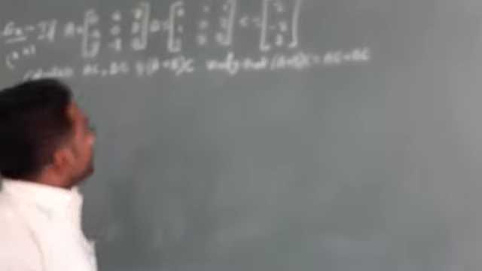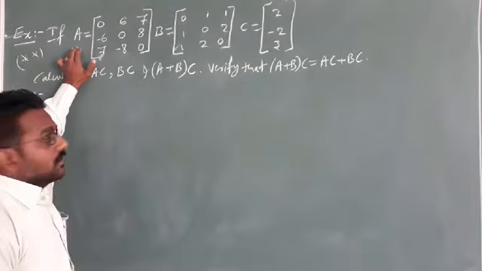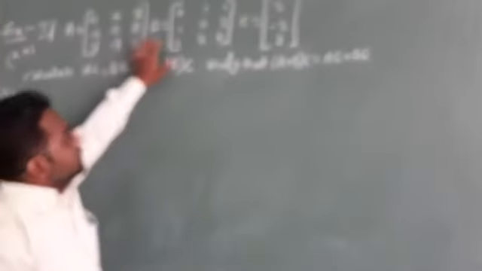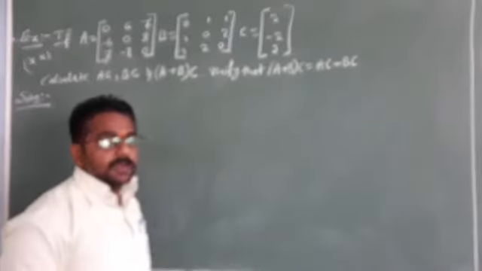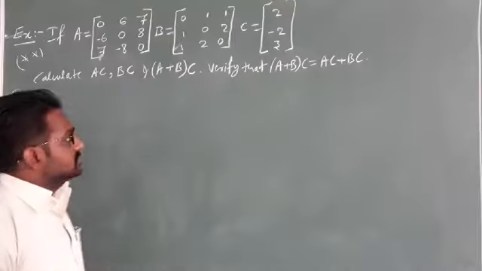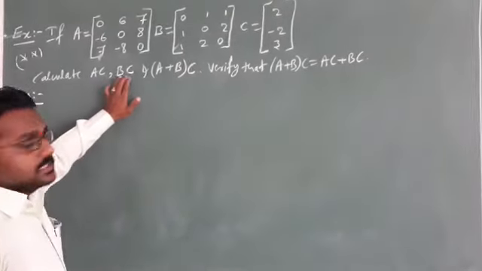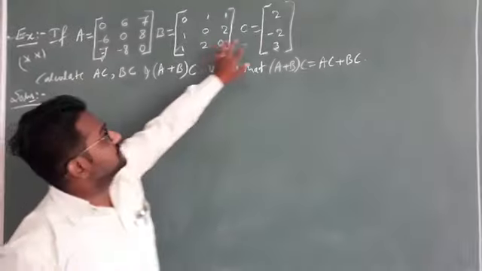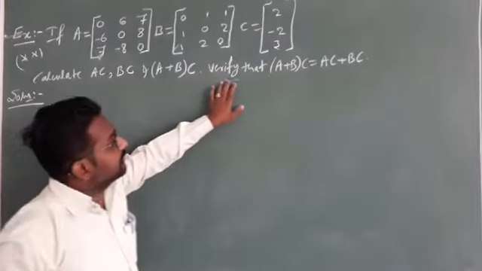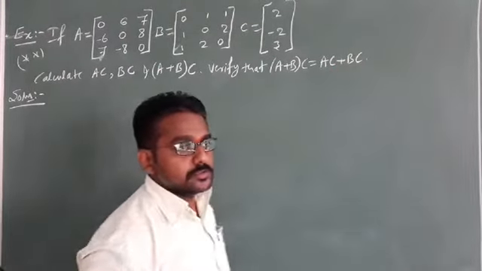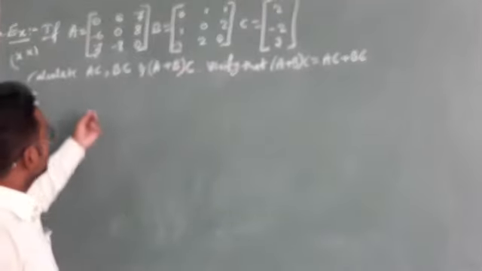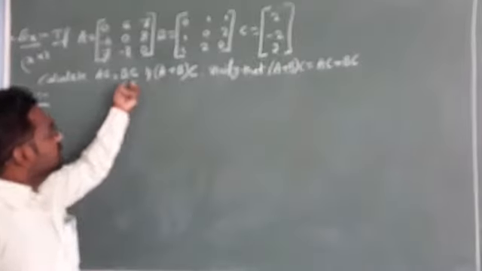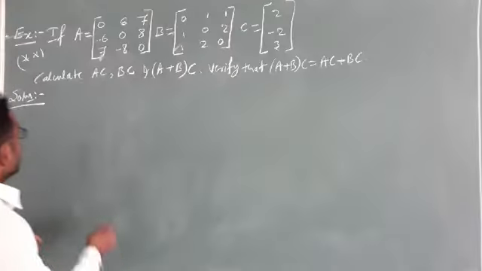What is given here? They gave the matrix A of 3 by 3, B of the matrix 3 by 3 and C of the matrix 3 by 1. So what is the question, students? Calculate AC, BC, A into C and B into C, and also A plus B into C. Verify that A plus B into C equals AC plus BC. First, find AC and BC, students.